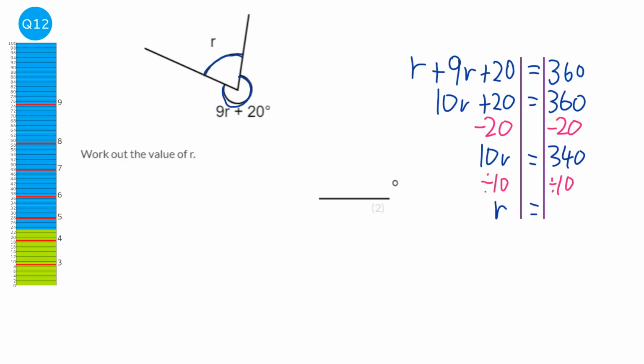So we have r equals 34. So our answer is 34.